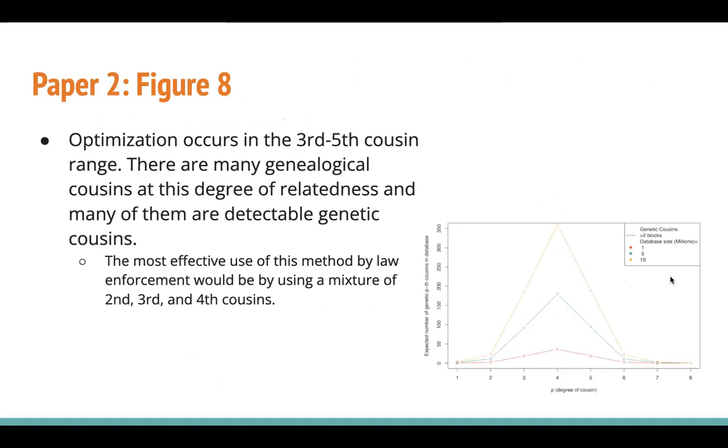Figure 8 depicts the optimization in these phenomena. And as you can see, the 3rd through 5th cousin range is where this optimization occurs. That is because there are many genealogical cousins at these degrees of relatedness, and a lot of them are detectable genetic cousins, which means they're the most effective way to use this method because it will be easy to identify them. So law enforcement can most likely solve a case or identify a suspect by using a mixture of 2nd, 3rd, and 4th cousins.